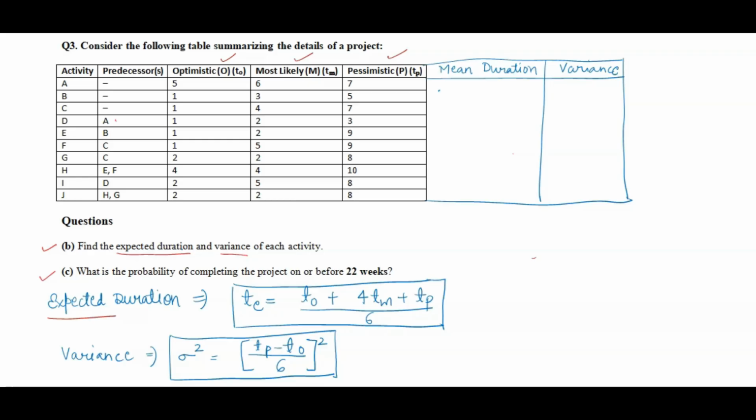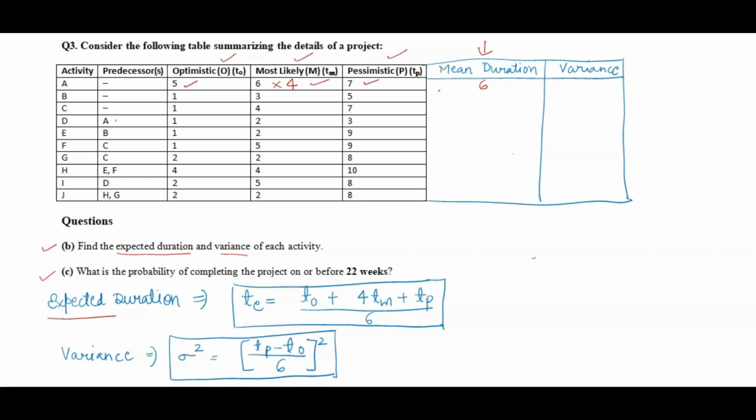So let's solve it. For the first activity, the A activity, we have to find the duration. We take 4 times the most likely time, plus the other two, so we add all three. 6 into 4 is 24. 5 plus 24 plus 7 gives 36, and divided by 6 is 6. Like this you have to find it: optimistic plus 4 times most likely plus pessimistic time, divided by 6.